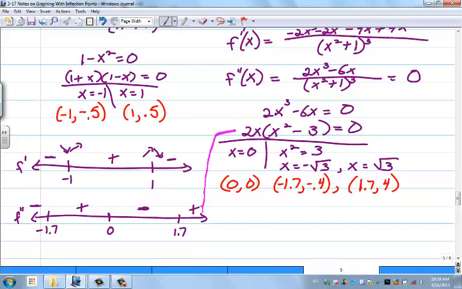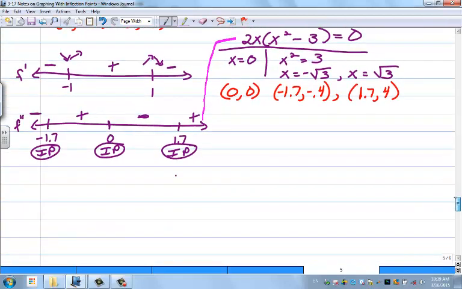So negative means concave down, positive means concave up, right, on the f double prime graph. So you do have an inflection point here, you have an inflection point here, and you have an inflection point here, because it changes from concave down to concave up. I think I forgot to mention the concave down, concave up thing up above.